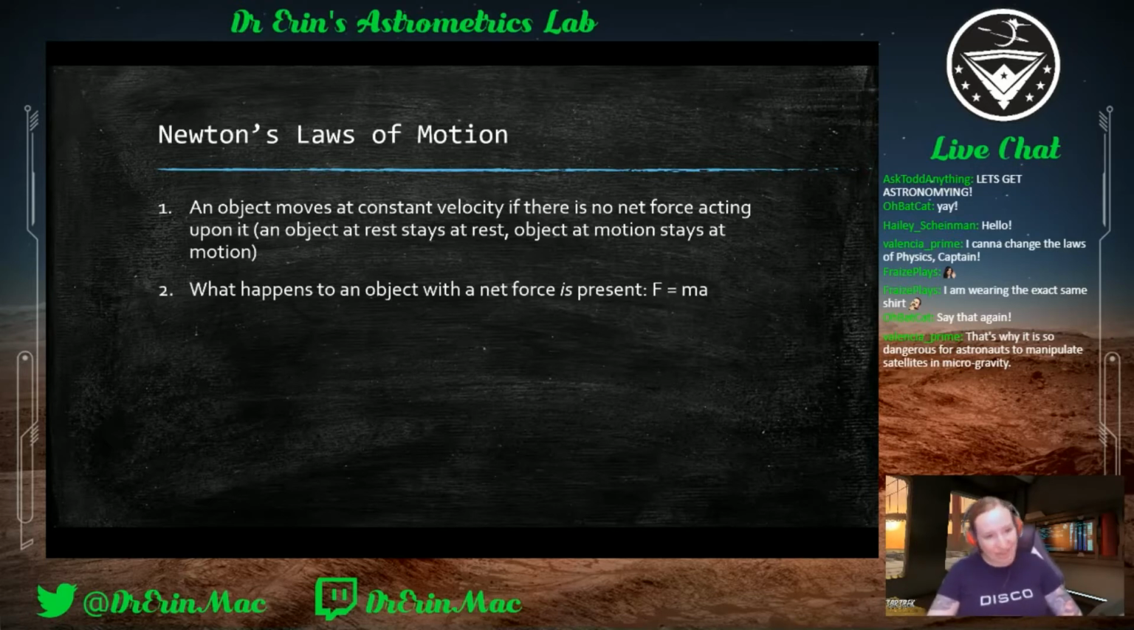Now, the second law of motion, this is what happens to an object when a net force is present. If you've taken physics before, you may remember when you had the exam on Newton's laws of motion, you wrote down object in motion stays in motion, rest stays at rest, or constant velocity. And then the second law of motion, F equals ma. That's usually what people just remember: the second law of motion is F equals ma.